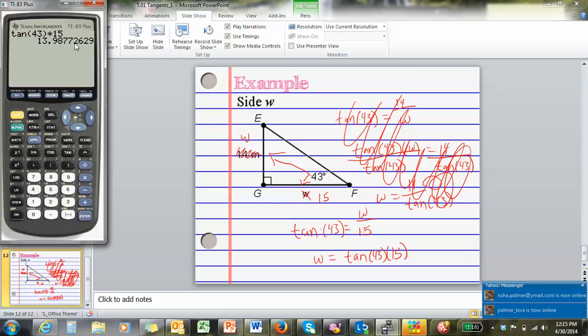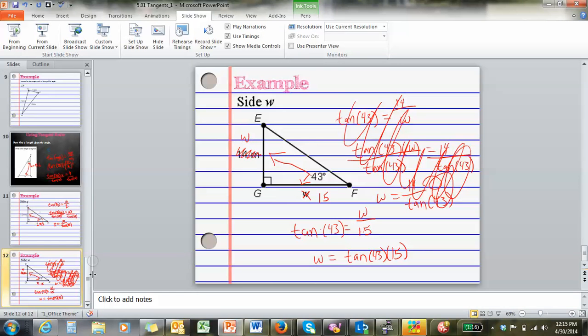And then see 13.98, which rounds up to 14, right? Because we knew that W was 14, so that makes sense if we were given the 15 instead. And that is the end of Tangents Lesson 1.